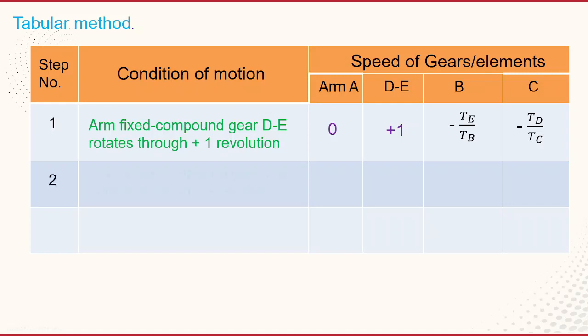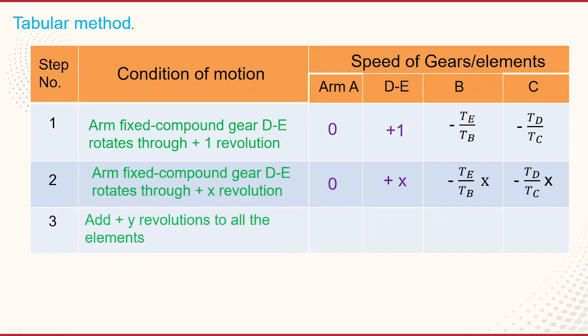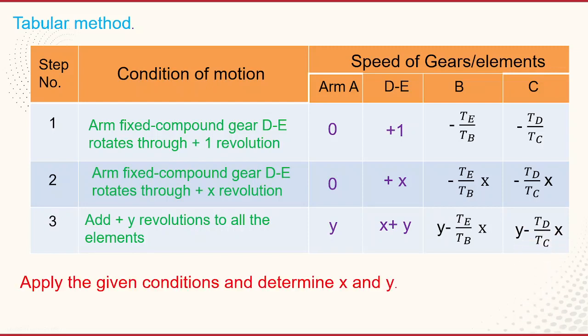Now in the second step, instead of plus 1 revolution, we give plus x revolutions. The remaining statement is the same. So just multiply the above elements by x: 0, plus x, minus TE by TB x, minus TD by TC x. And the third step is add plus y revolutions to all elements. So y, x plus y, y minus TE by TB into x, y minus TD by TC into x. Apply the given conditions and determine x and y.